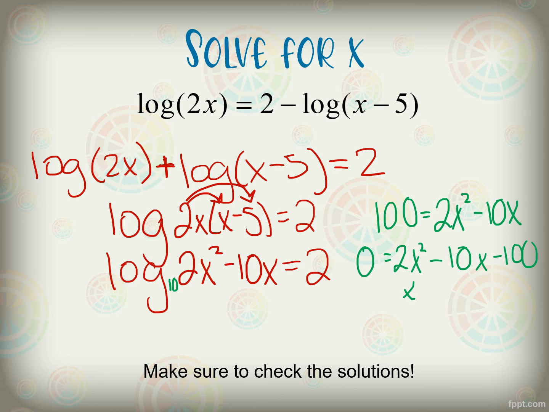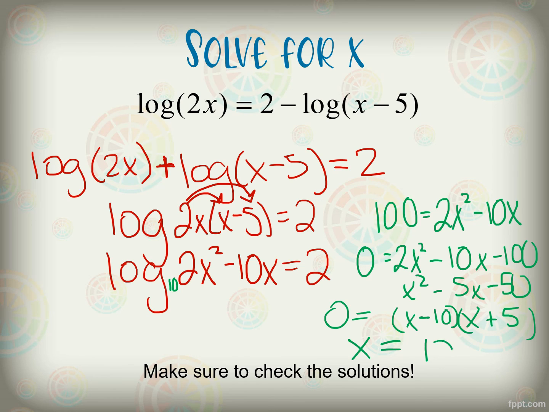I'm going to divide a 2 out. That'll make it much easier to divide, or excuse me, to factor, sorry. If I factor that, I'm going to have a 10 and a 5. Let's make it negative, positive. So my solutions would be x equals 10, comma, negative 5.